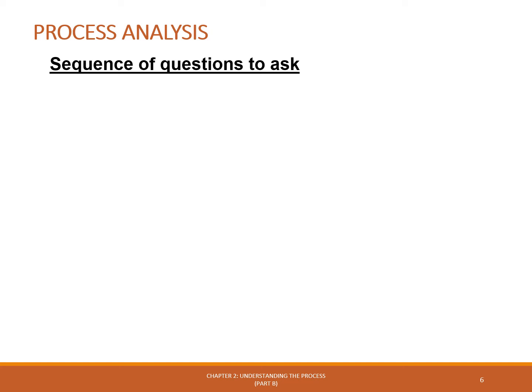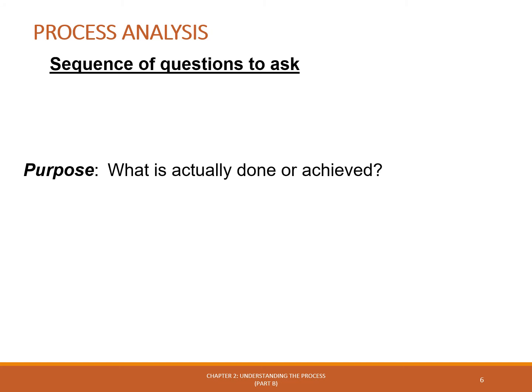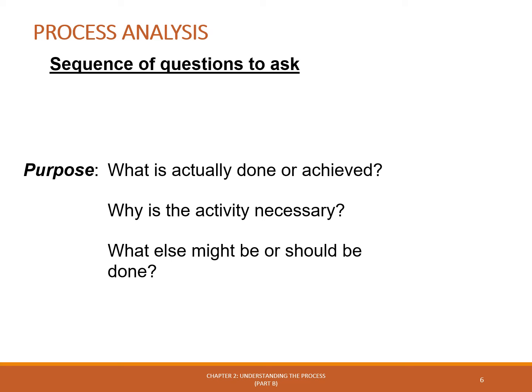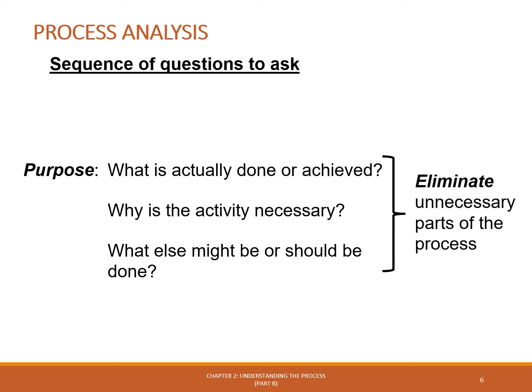Now, let's try to translate each of these two lists of topics to a sequence of questions that we can ask about the process. We start with the topic purpose for which in the understand list. The questions to be asked here are: what is actually done or achieved by that particular activity in the process? Why is this activity necessary at all? And what else might or should be done with that activity? By answering these questions, we'll be able to act to eliminate unnecessary parts or operations of the process.